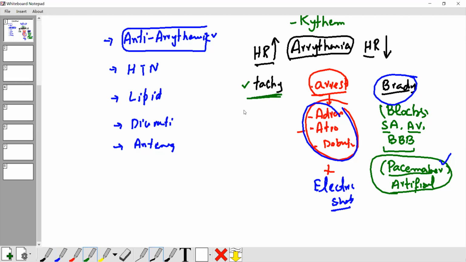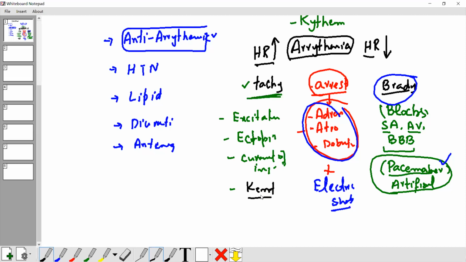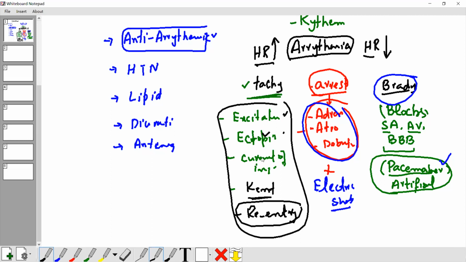Why tachyarrhythmias? In tachyarrhythmia, excitation is more. Maybe an ectopic pacemaker, maybe a current of injury, maybe an abnormal bundle. If you remember, Wolff-Parkinson-White syndrome has an abnormal extra bundle inside the conductive system. The current again and again recycles; re-entry of the current is an important thing for arrhythmia. So more excitation, maybe ectopic pacemaker, current of injury, re-entry, or abnormal bundle. These are the causes of tachyarrhythmia.